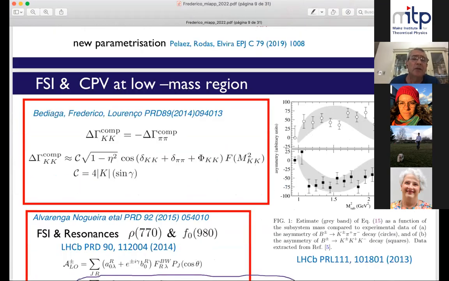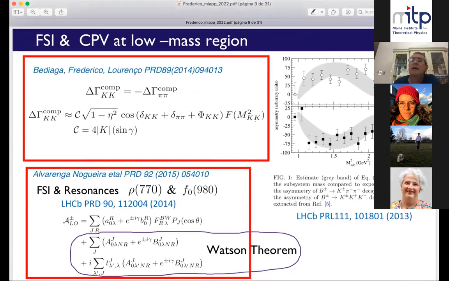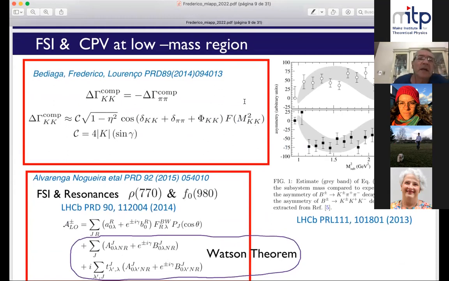And the pattern you see when you build up the asymmetry, I mean the difference between the widths in the two channels, is more or less one minus the other. So that means when I sum up, I have zero. So CP violation flows, going from one channel to another one that are strongly coupled.